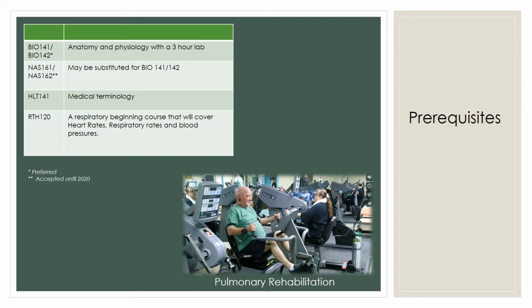The A&P course from the biology department, Bio 141, 142, will be taken as prerequisite courses. The NAS 161, 162 courses from the Natural Sciences Department may be substituted for Bio 141 and 142 courses, but the program prefers the biology sequence as these courses will easily transfer to a baccalaureate degree after your respiratory therapy degree. Bio 141, 142 also fit well into the AS Associate of Science degree here at Nova. NAS 161, 162 will only be accepted until 2020.